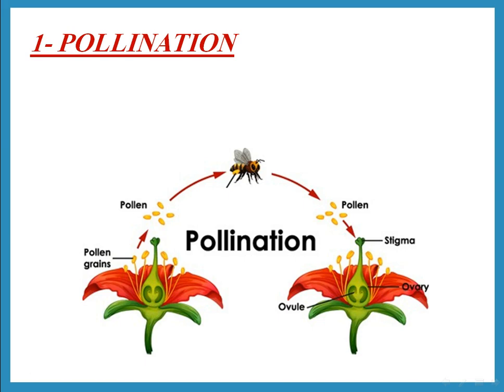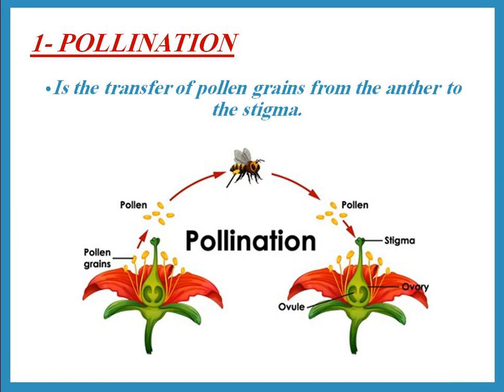Then, in order for the flower, of course, the plant is making flower in order to reproduce. Reproduce means it is trying to make seeds that will grow again to form a new plant. So the first step in that process is pollination. You should remember that pollination is the transfer of pollen grains from anther to stigma.